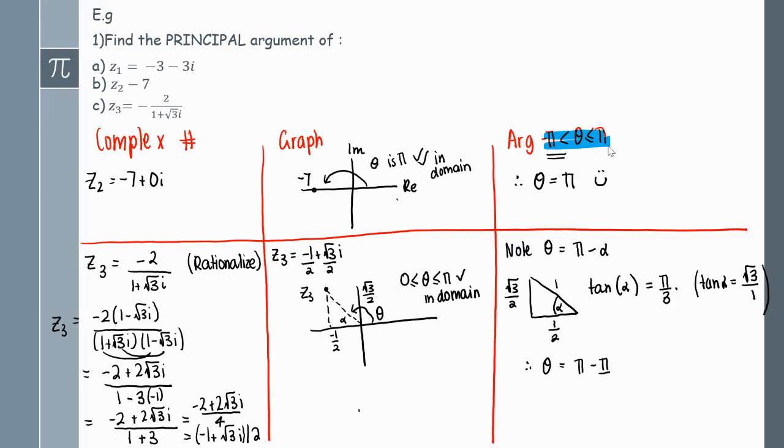So in conclusion, I have that my theta equals pi minus pi on 3, and that will give me theta equals 2 pi on 3. Again, this is within my domain, but you can use trig in different ways to find your angle theta. I'm just showing you one way.